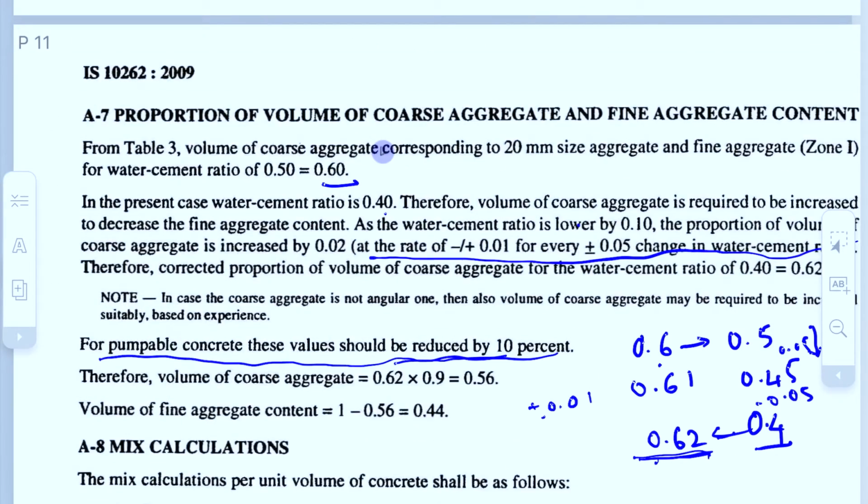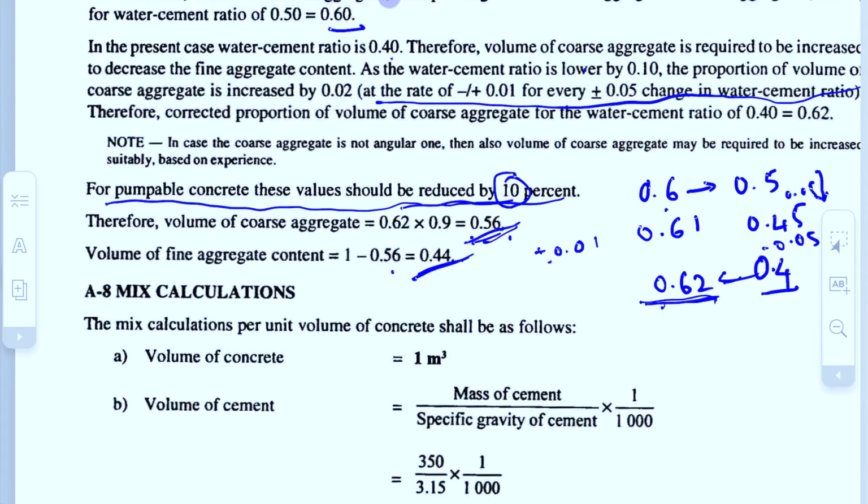Because it is pumpable concrete, we have to reduce the volume of coarse aggregate by 10%. That is 0.62 into 0.9, which is 0.56. This is the volume of coarse aggregate. The volume of fine aggregate is 1 minus the volume of coarse aggregate, because the volume of coarse aggregate plus the volume of fine aggregate is 1. If you subtract the volume of coarse aggregate from 1, you get the volume of fine aggregate.